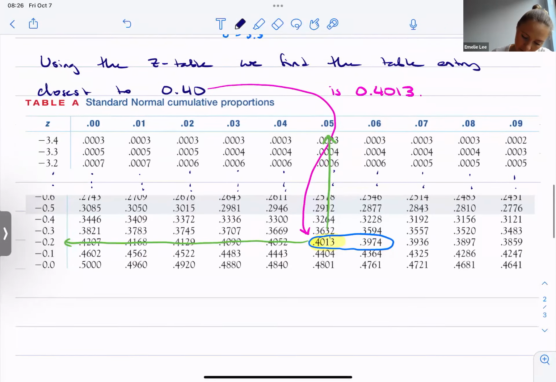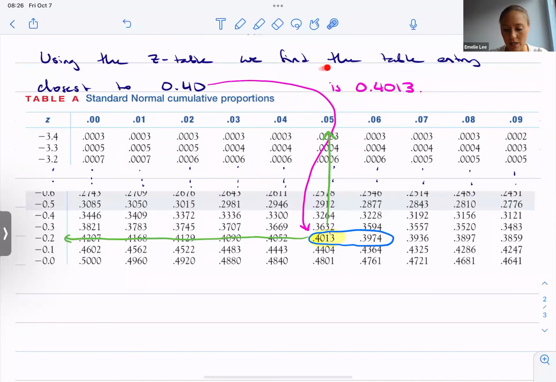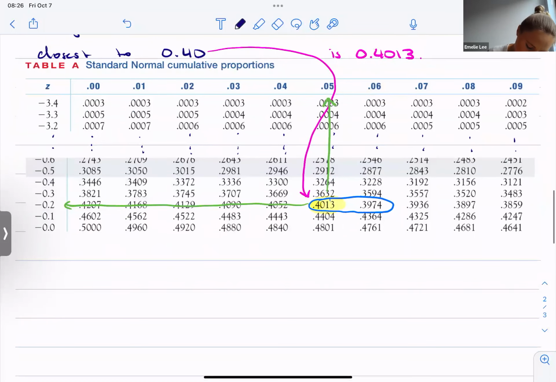So here I'm going to write that down. Using the Z table, we find the table entry closest to 0.4 is 0.4013. Okay. And I'm going to follow that up with the table entry. There's only one.